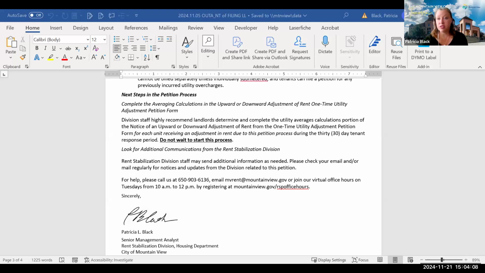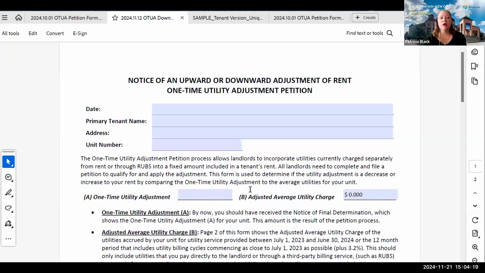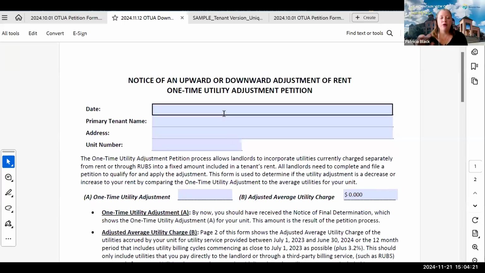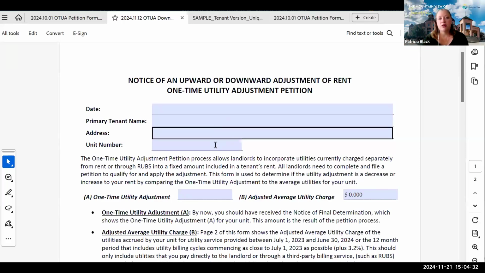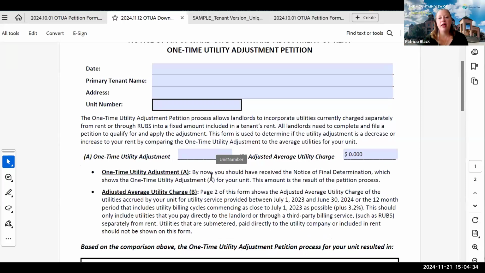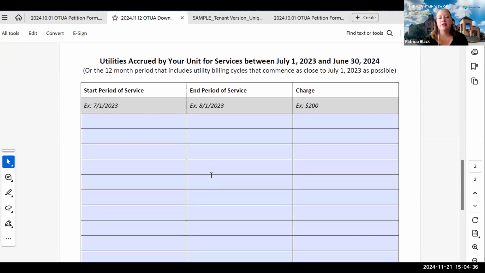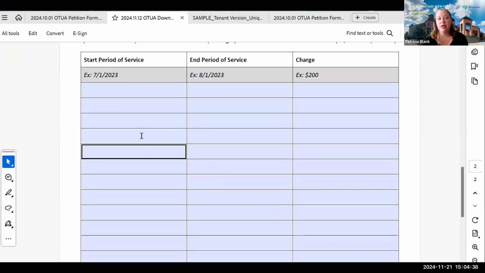We are going to give this form to you when you receive the notice of filing. So again, don't wait to start this process. Once you get the notice of filing from us, you're going to want to start it. So for each tenancy, for each unit that this is affecting, you'll need to fill this out at the end of the process once you receive the notice of final determination from us. You're going to fill out this critical information here, and this is where you want to be focusing for the next 30 days.